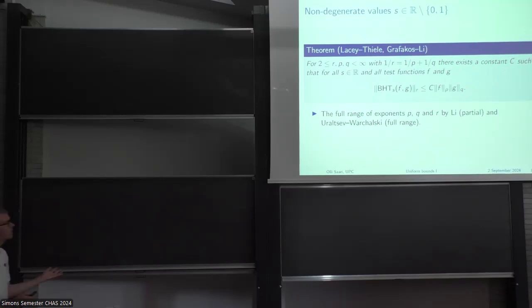And now this Grafakos-Lee result was posterior to Lacey and Thiele. What Lacey and Thiele did, this was somehow the first breakthrough which started this business, was that they proved the same theorem but with a different order of quantifiers here. So they said that given these numbers and given S, there exists a constant C depending on S. So this is a bound which is not uniform.